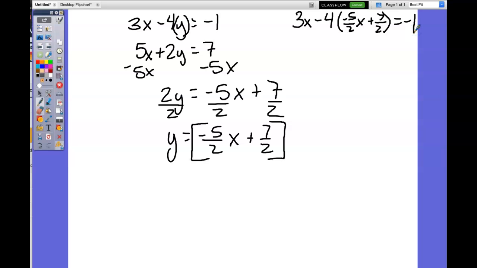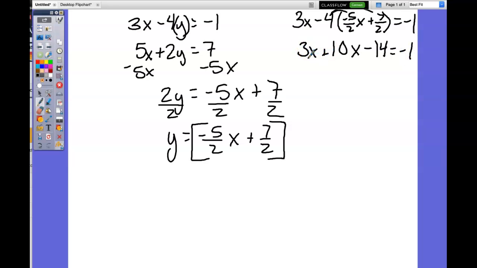Okay? I distribute the negative 4. So negative times a negative is a positive, and what do you get? 20 over 2, so 10x. And negative times a positive is a negative. So I just do an extra step then. 14. Does that sound right? Equals negative 1, and I still have 3x.